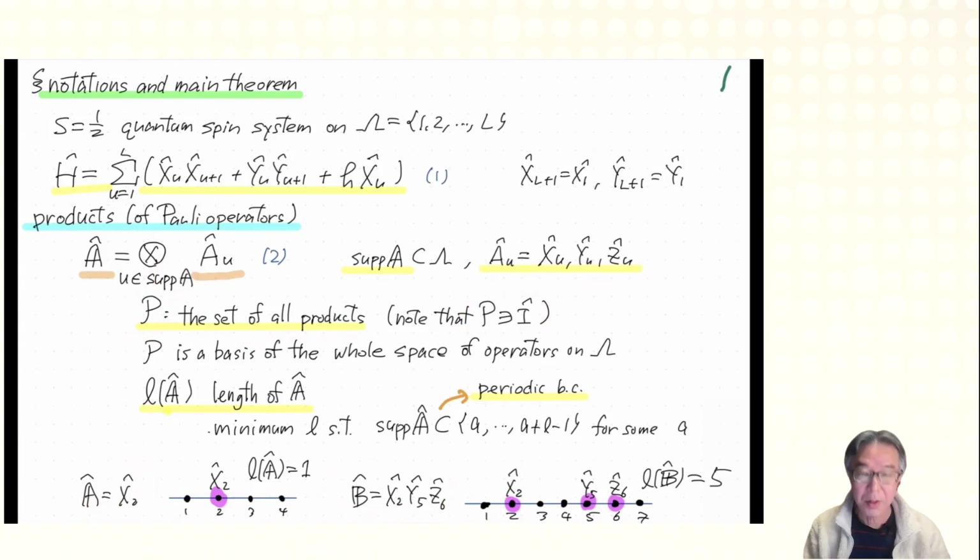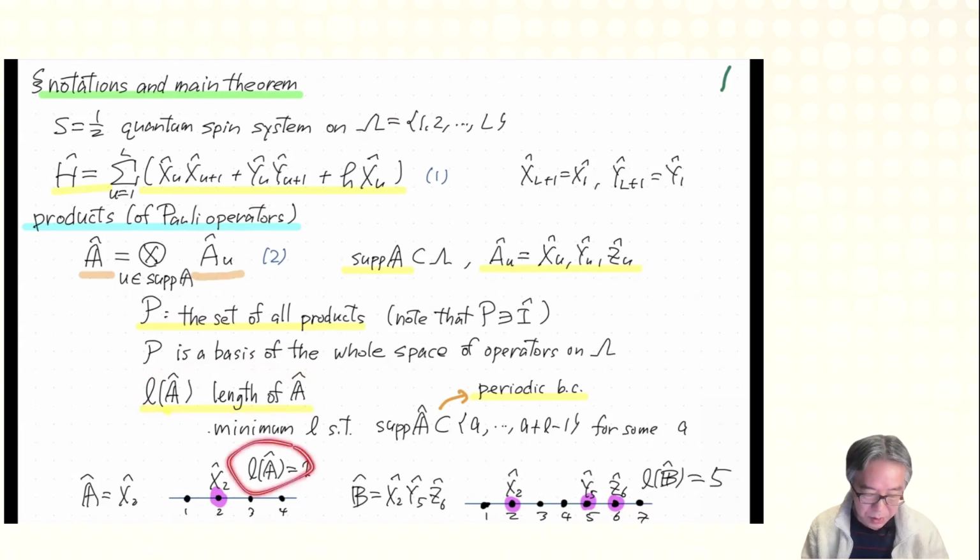And it is clear that P is a basis of the whole space of operators on this chain lambda. That means any operator on this spin system can be uniquely expanded as a linear combination of products. Okay, I think that this is clear. And in this method of Shiraishi, it is essential to characterize the size of each product. In this one-dimensional case, this is rather trivial, and we should only look at the length of products.